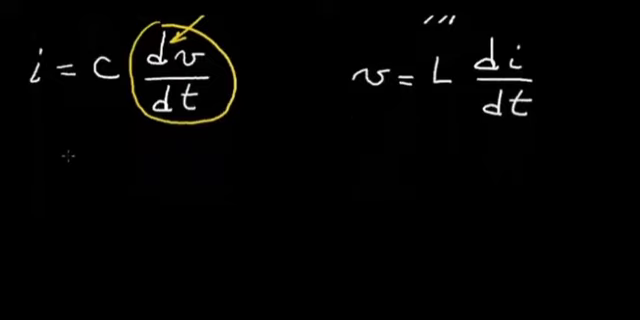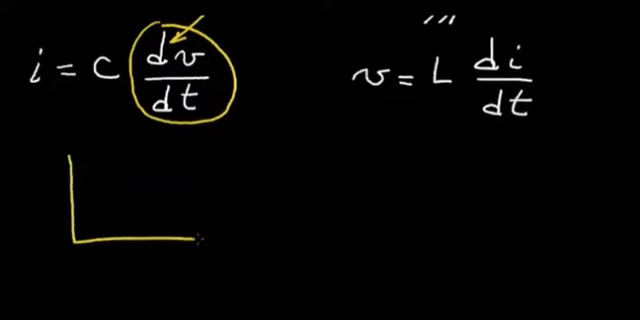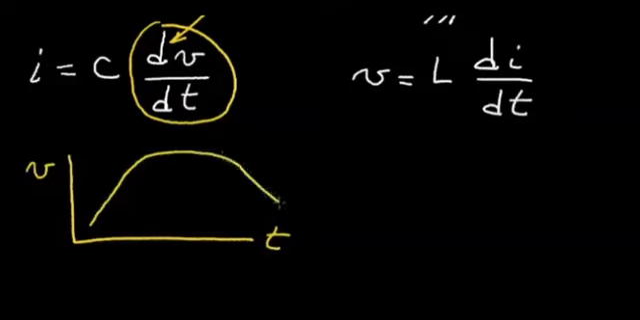Let's presume that I have a graph of voltage versus time. This is my time axis, and this is my voltage axis. Let's presume that if I plot voltage versus time, that I get a voltage that increases, it levels off, then the voltage decreases. So when you see this dV dt, which is a concept from calculus, think slope. Think slope on a curve at any particular point.